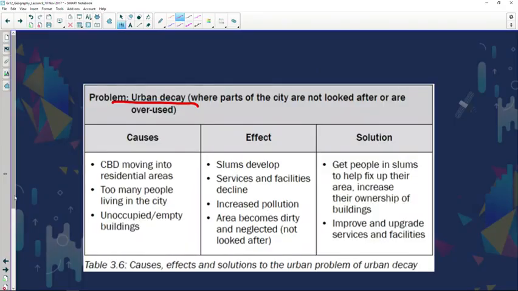Now, the services and facilities decline. Most of the time, there's not even running water. The area becomes dirty and neglected. Now, what can people do? The owners need to take ownership of the building. They need to pay levies. They need to collect rent and look after the place, make it more adaptable and better looking for the surrounding area, and improve the services and the facilities.